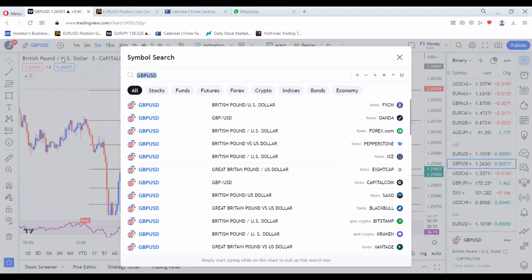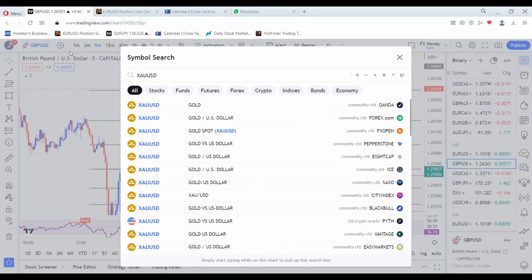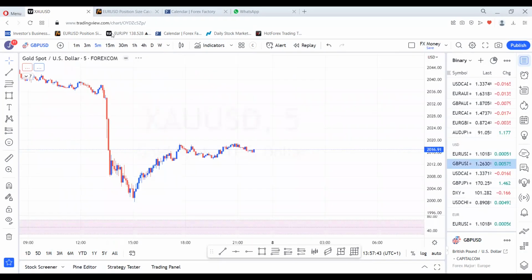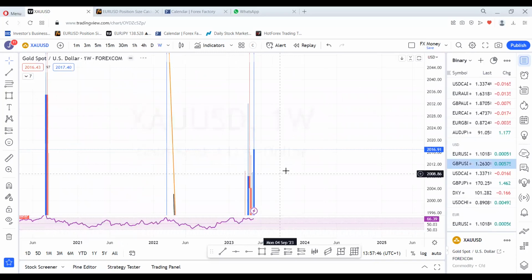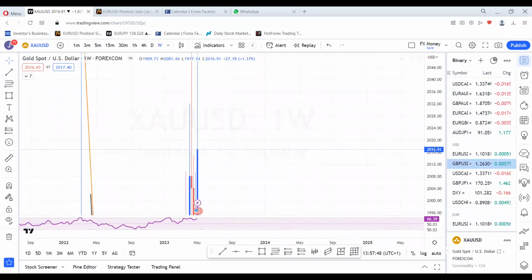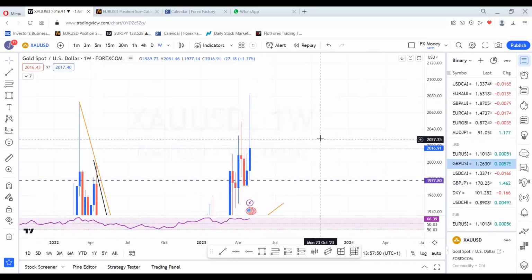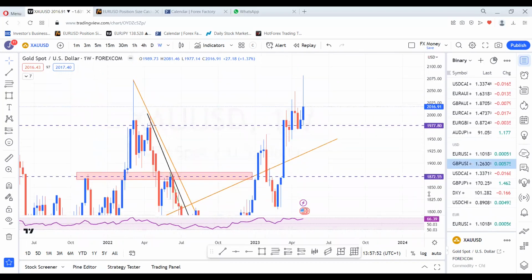So let's go to gold. XAUUSD. I'm looking for a new chart. I don't have anything on. Okay. Let's use this. So what do we have on gold? I hope you are learning. I'm doing this so that you can see how I see things as well.